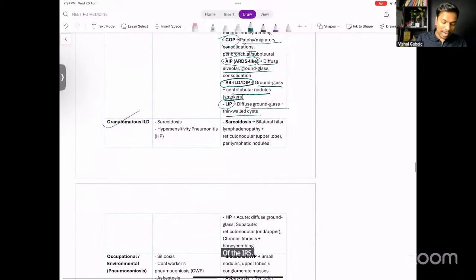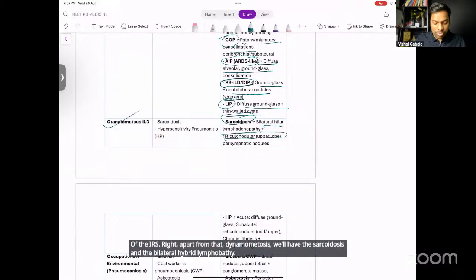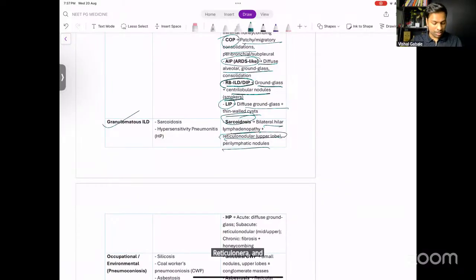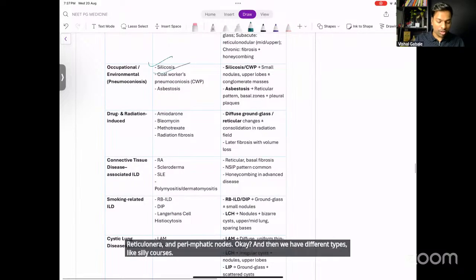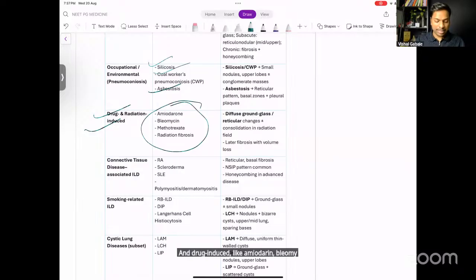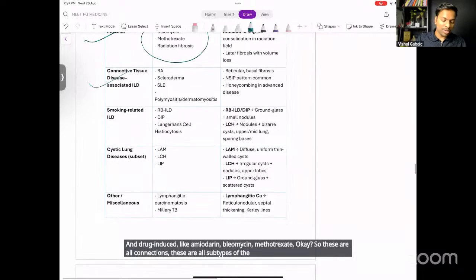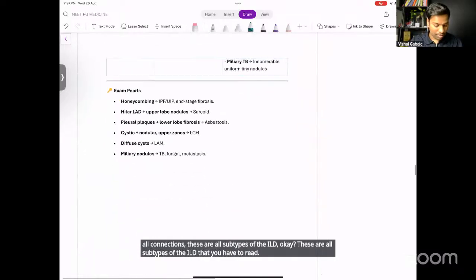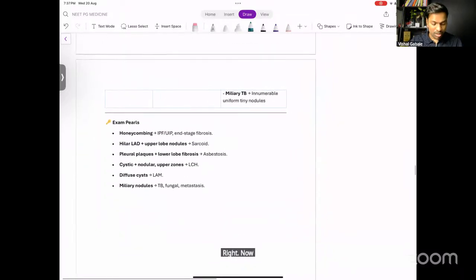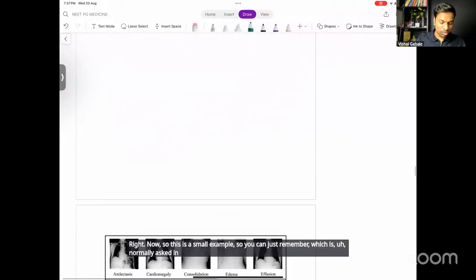Apart from that, with granulomatosis we'll have sarcoidosis with bilateral hilar lymphadenopathy, reticuloendothelial and perilymphatic nodules. Then we have different types like silicosis, coal-worker pneumoconiosis, asbestosis, and drug-induced ones like amiodarone, bleomycin, methotrexate. These are all subtypes of the ILD that you have to read. These are small examples you can remember, which are normally asked in the exam. Just go through that.